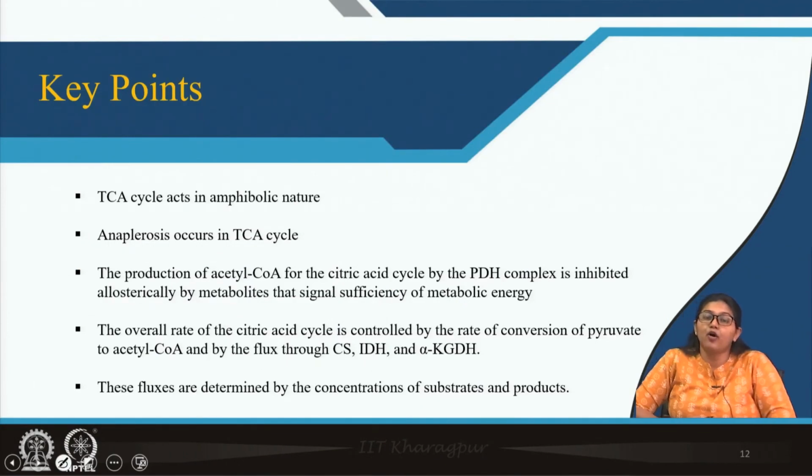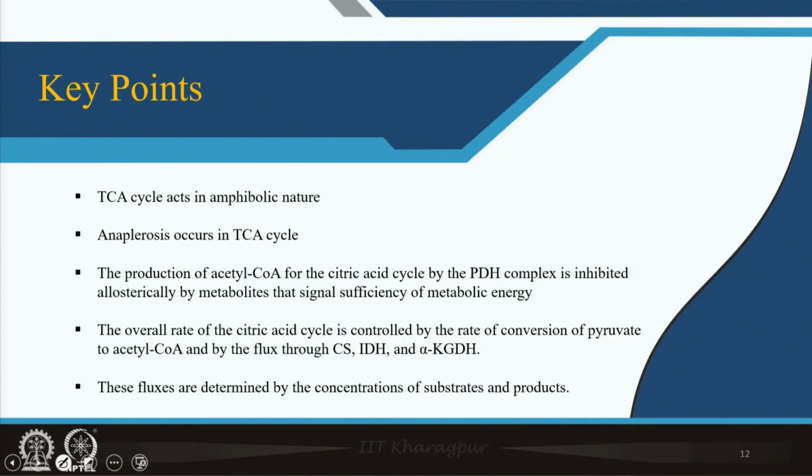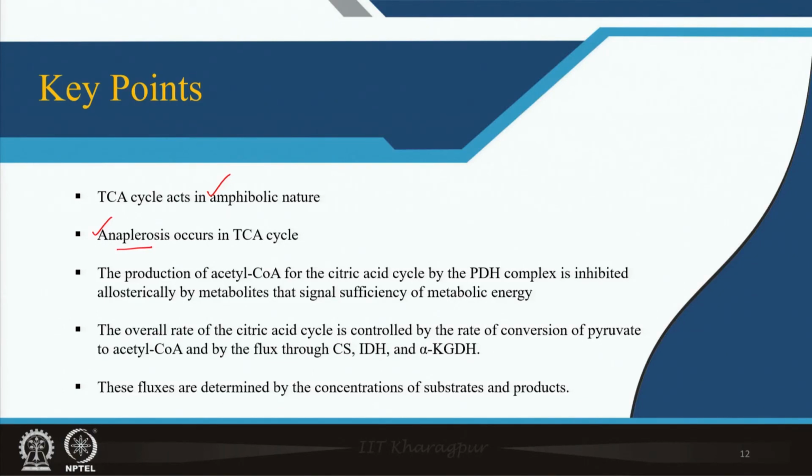These are the key points I have discussed in the TCA cycle: it has an amphibolic nature and also anaplerosis. The intermediates of the TCA cycle can form different biosynthetic precursors and can be utilized in other pathways. If the intermediates are depleting, they can be replenished by anaplerotic reactions.